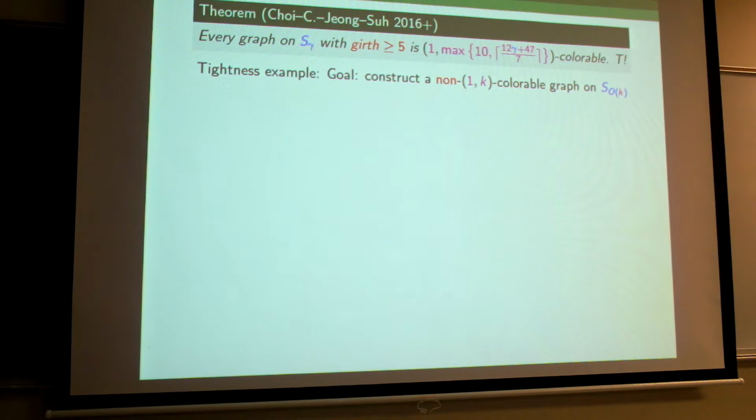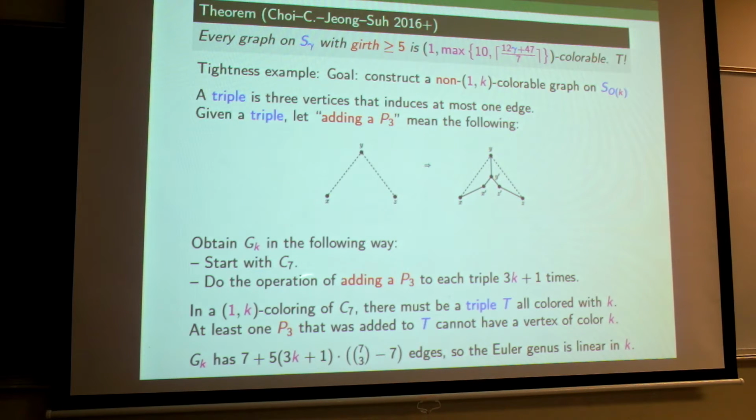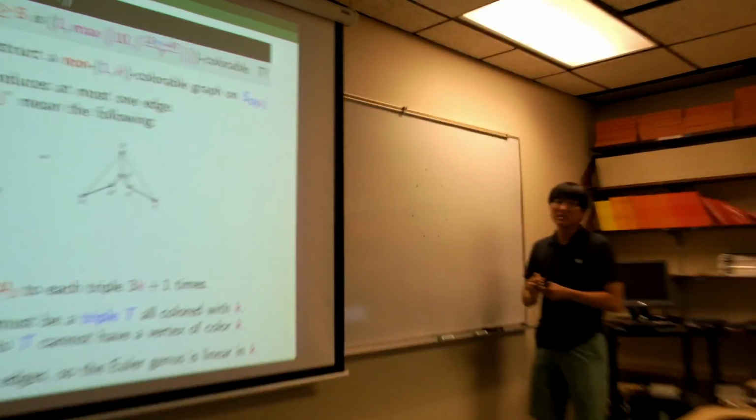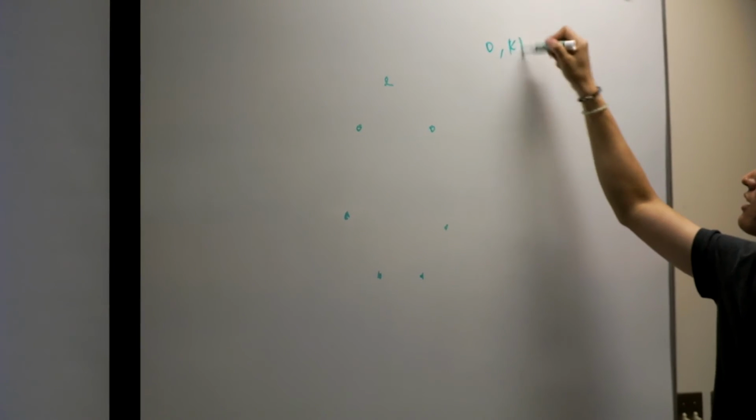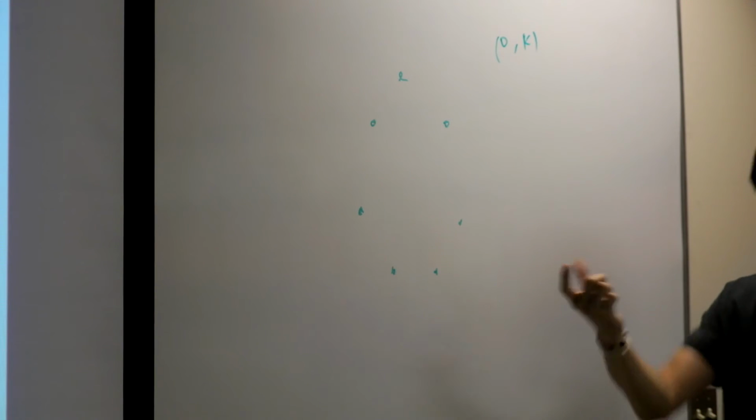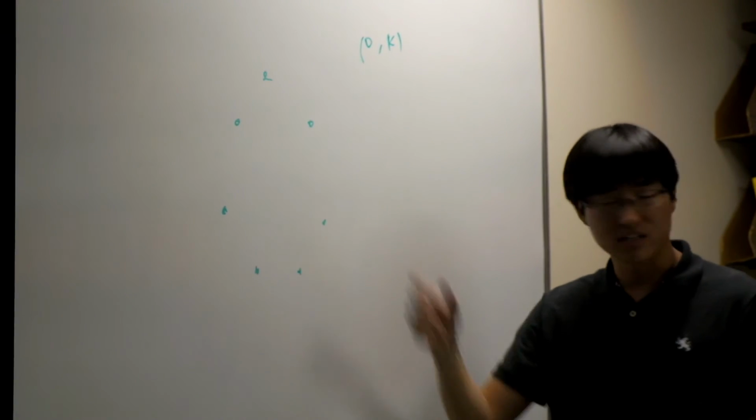So this is what we want to do. We want to construct a non-1,K colorable graph that's embeddable on some surface of Euler genus K, but linear in K, right? Because we just care that this is linear. So what we do is we start with C7. We start with the cycle on 7 vertices. And this doesn't work. And because this is an odd cycle, when you color it with 2 colors, if I say the colors are 0, 1 or 0, K, there has to be some edge that's both colored with K, because you cannot 2-color an odd cycle.